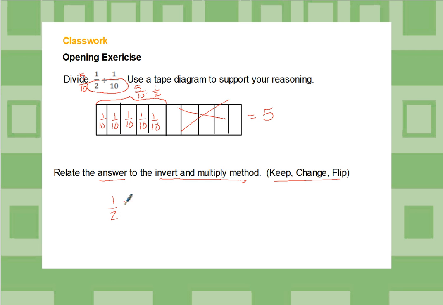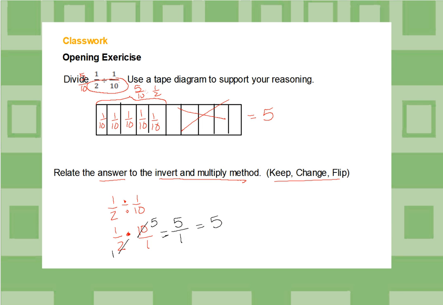We're going to do 1/2 divided by a 10th. We're going to keep the first one, change division to multiply, and flip. We're going to take that reciprocal, flip it. Can we cross cancel? Absolutely, right? 2 can go into 2 once, and 2 goes into 10 5 times. Multiply straight across. Our numerator is 5, and our denominator is 1, which equals just 5, which is the same thing we got.